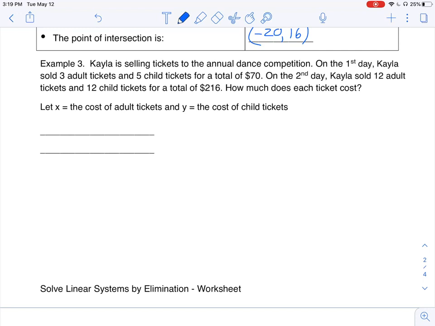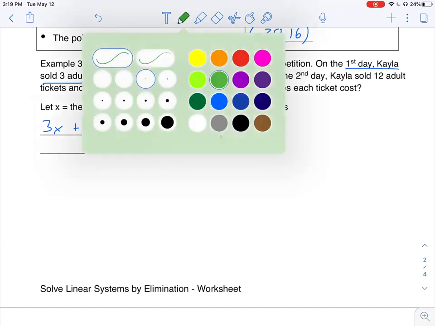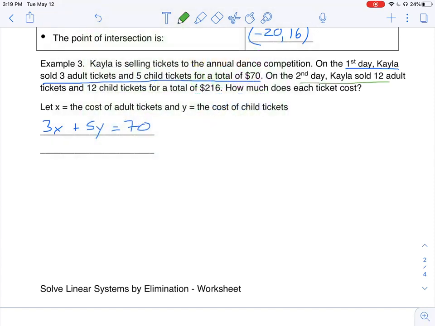So if I look at the first day, Kayla sold 3 adult tickets and 5 child tickets for a total of $70. So if I'm going to write that, that would be 3 adult tickets, 3x, and she sold 5 child tickets, 5y, for a total of $70. And then on the second day, she sold 12 adult tickets and 12 child tickets for a total of $216. 12x and then another 12y would equal $216.